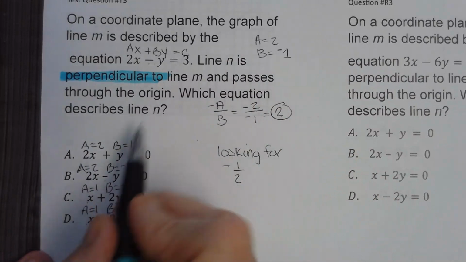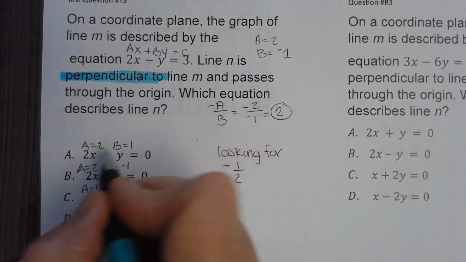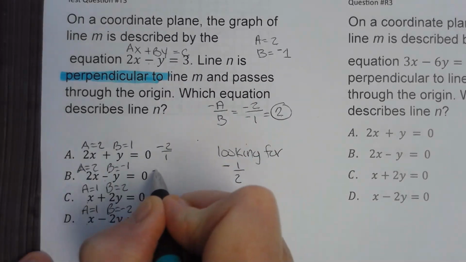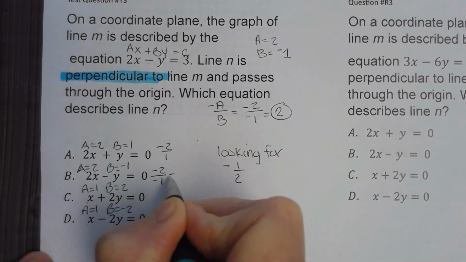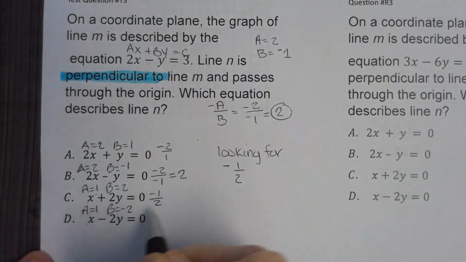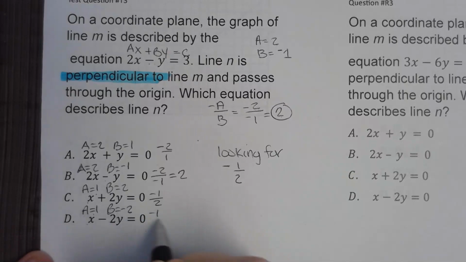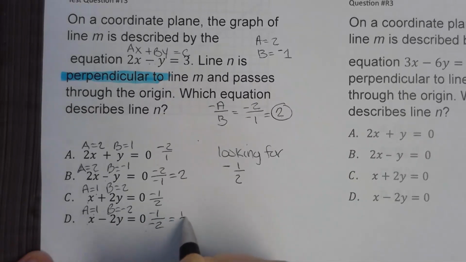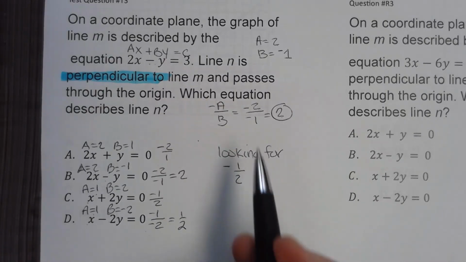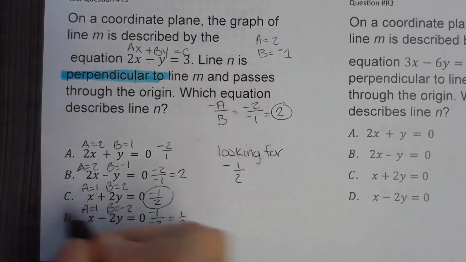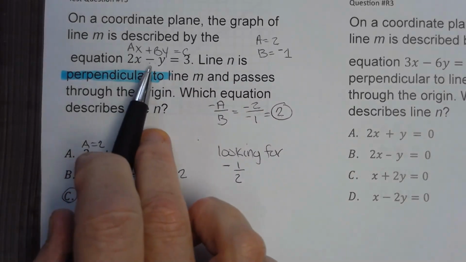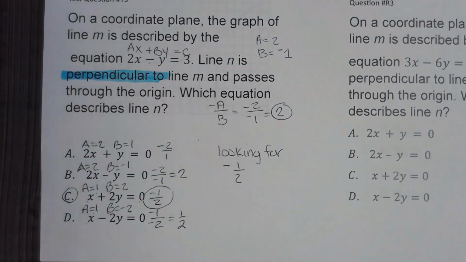So now very quickly, I'm going to go down and do opposite of A over B for each, which will simplify to a 2, and which will simplify to 1/2. Now I am looking for negative 1/2. So this equation here, x plus 2y equals 0, will be perpendicular to 2x minus y equals 3 and pass through the origin.